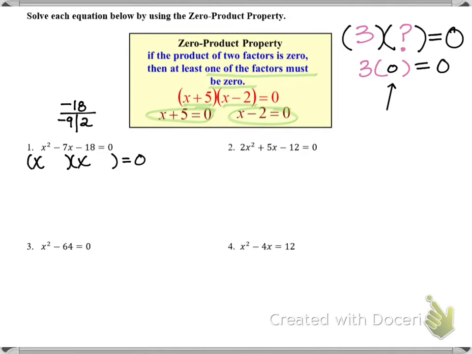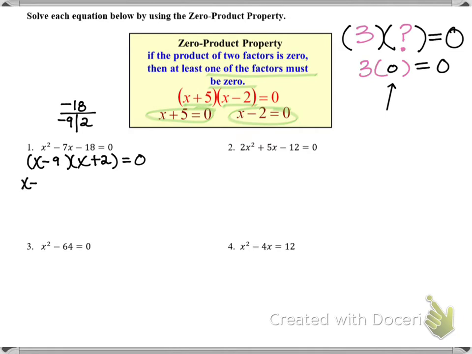Now, since my leading coefficient is 1, I'm ready to place those magical numbers inside my binomials to obtain my two factors. So my two factors are x minus 9 and x plus 2. You could pause the video and check the multiplication of those two binomials, distribute, and make sure you get x squared minus 7x minus 18. But I'm pretty confident that we have our factors of x minus 9 and x plus 2.